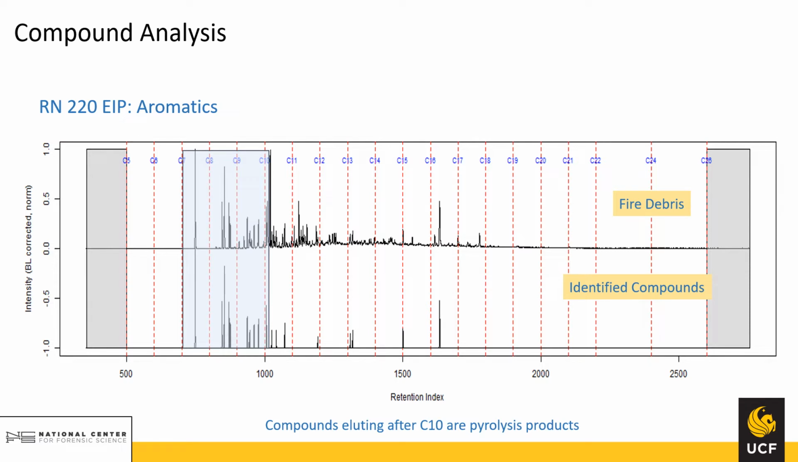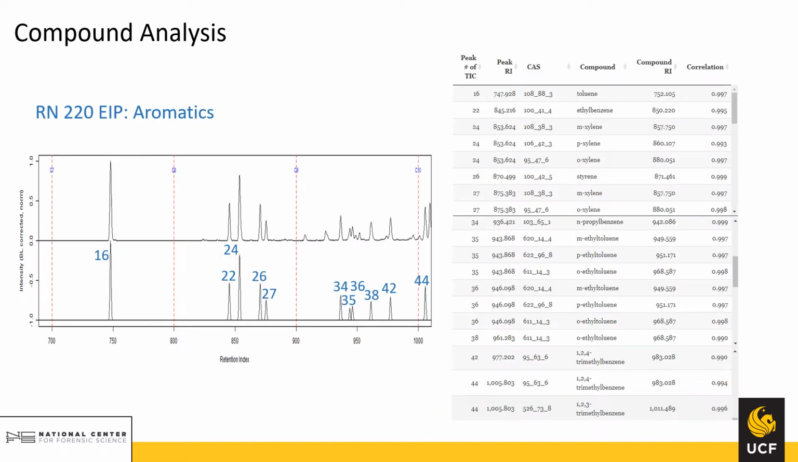Here is the plot of aromatics with identified compounds plotted below. Based on the pattern and compound identifications, I have found an area of interest between C7 and around C10. Here is the zoomed area of interest with compounds of that area identified. The compounds are single, double, and triple substituted alkyl benzenes.